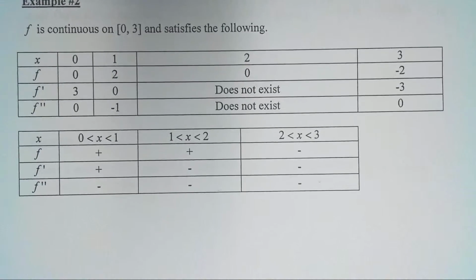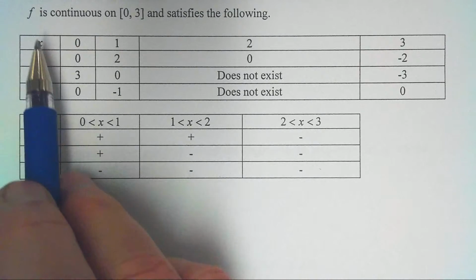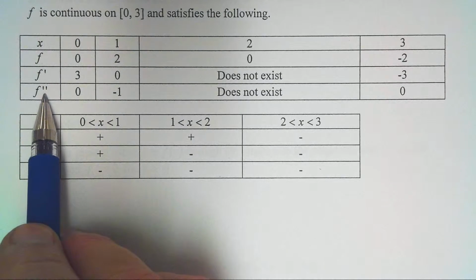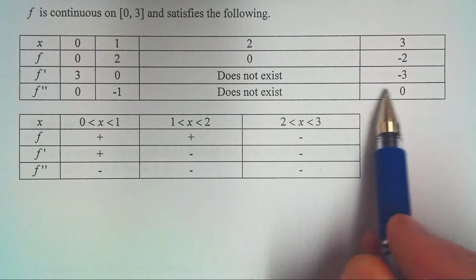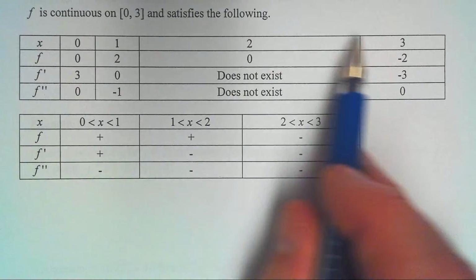Okay, now kind of an interesting problem. A lot going on here. They're telling us a lot about this curve f. They're telling me its position, its slope, and how it's cupping, its concavity, at all sorts of different points. Some of those, the derivatives don't exist. But here's what I know. X goes from 0 to 3.